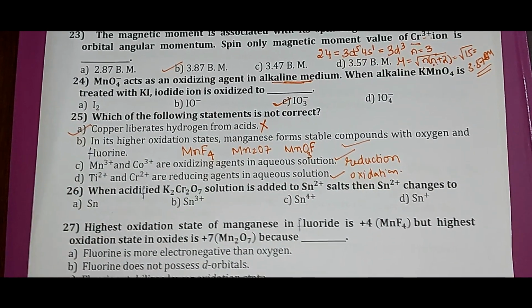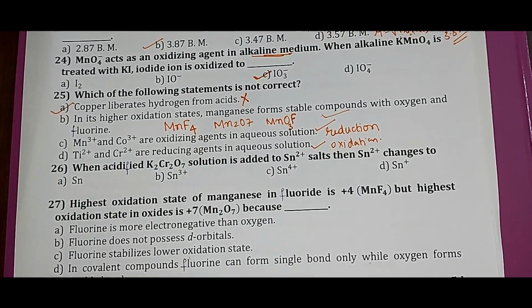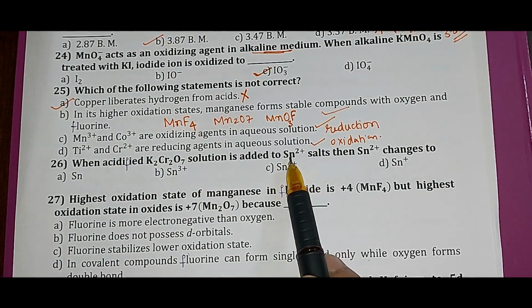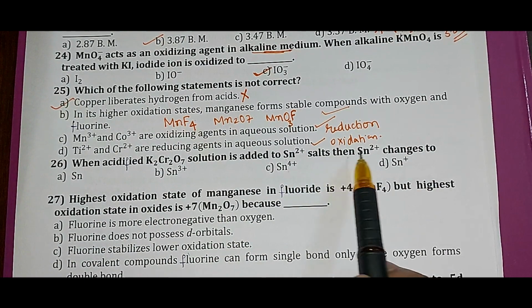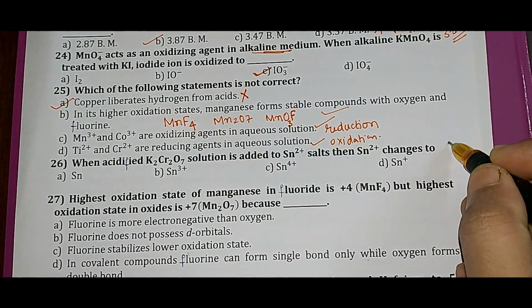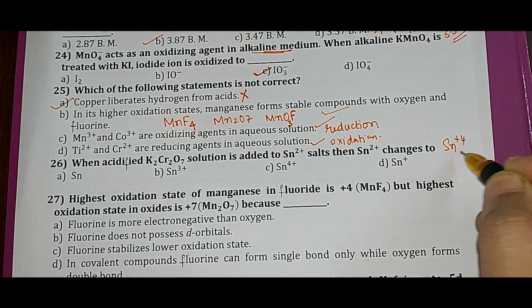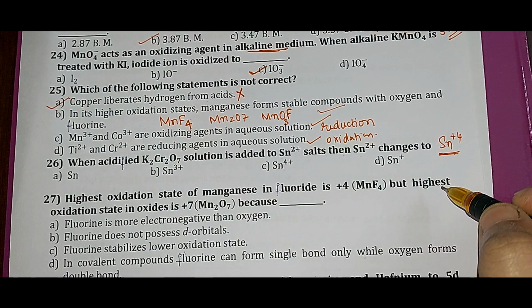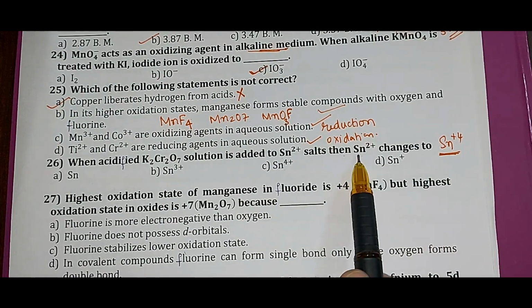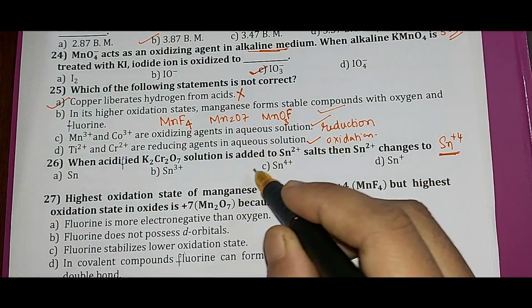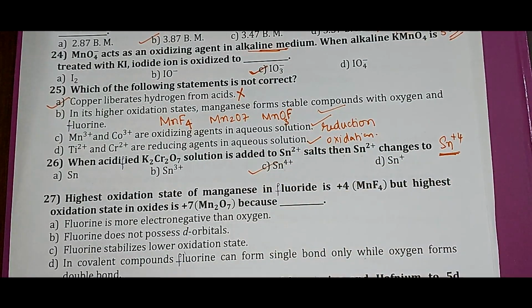Question number 26. When acidified K2Cr2O7 solution is added to stannous salt, Sn2+, then Sn2+ changes to stannic, that is Sn4+. In first PU in p-block elements, you have studied that they can exhibit two different oxidation states, that is tin in plus 2 and plus 4, and plus 4 is more stable, so it changes to stannic. So the correct answer is option C, Sn4+.